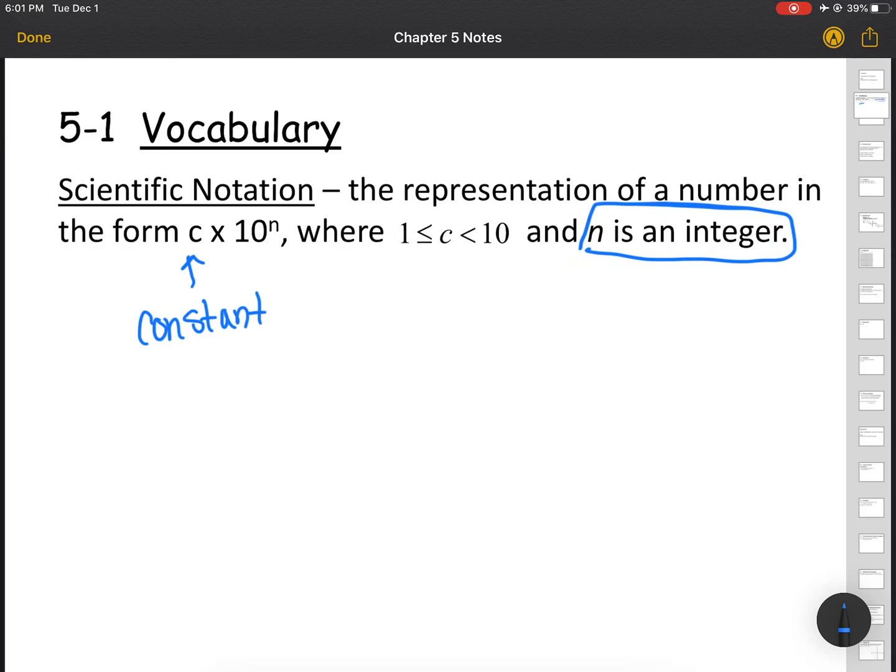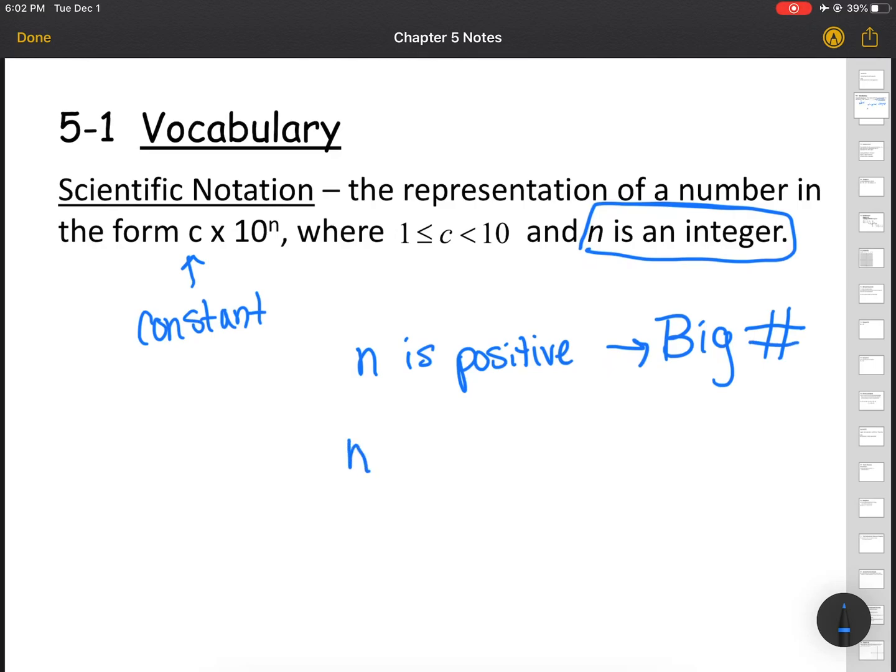So if your n is positive, though, it is a big number, so like in the thousands, millions, okay? But if your exponent or power n is negative, a negative integer, then you know it's going to be a small number. So like 0.0034, where it's small, not big, in the thousands or millions.